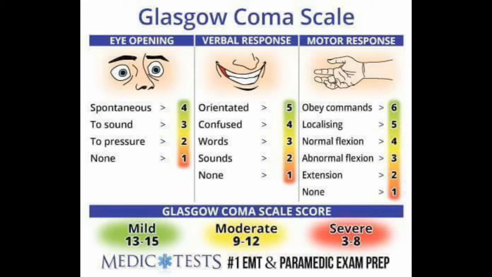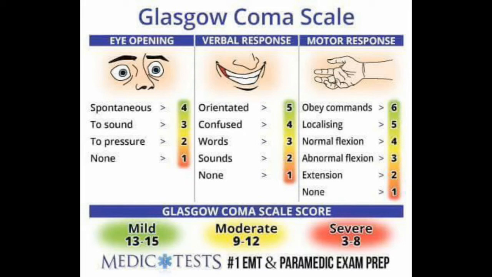When the patient gives wrong answers to the questions you asked, the patient is confused, and is scored as 4. When the patient is talking in an inappropriate way and the words make no sense, the patient gets 3. If the patient makes incomprehensible sounds, like ah, the patient gets 2. For no sounds or no response, the patient gets a score of 1.